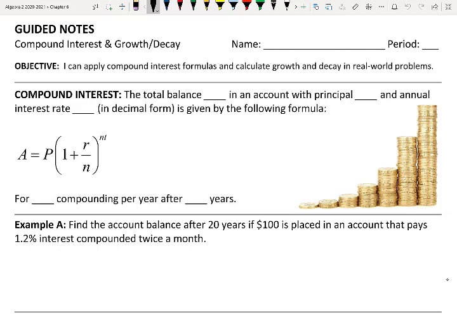Hey guys, today we are looking at 6.2's notes, which is all about compound interest and then some growth and decay problems, specifically looking at different real world applications of our exponentials. So compound interest is something that we talked about back in Algebra 1.